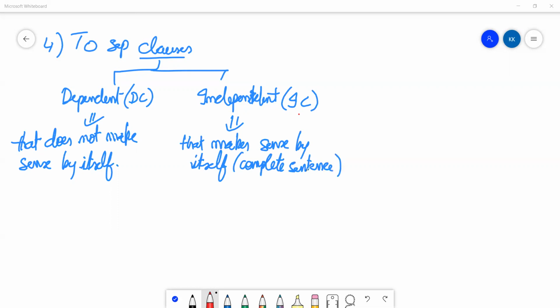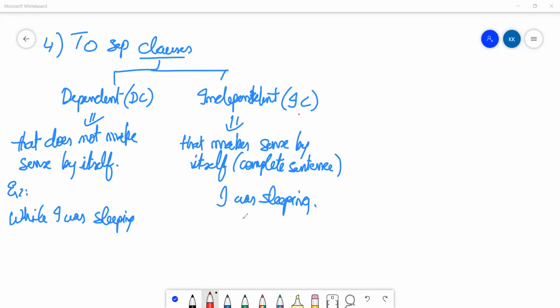Is the sentence making sense or no? Look at the example for this one. While I was sleeping. Is the clause making sense if I just write while I was sleeping? Does it make sense? No, ma'am, it doesn't make sense. That's why it's a dependent clause, because it will need another clause to make sense. Okay, so that is why we call it a dependent clause. What is an independent clause? I was sleeping. It's making sense now? Got it? Understood?